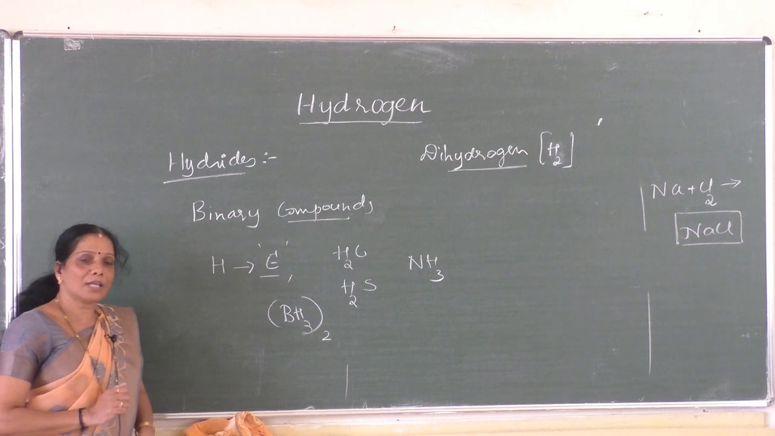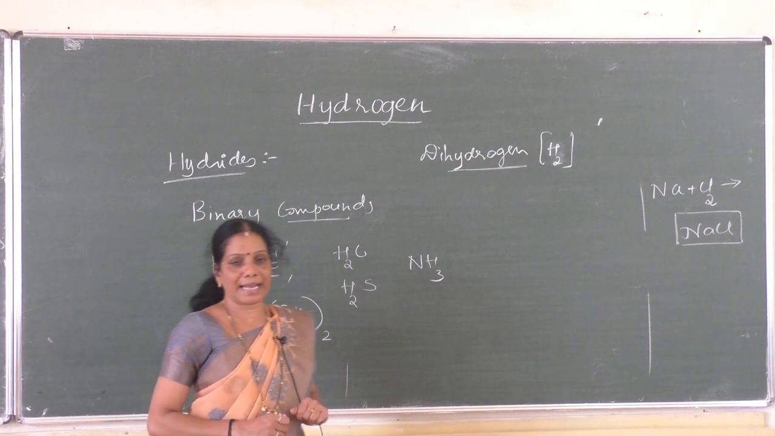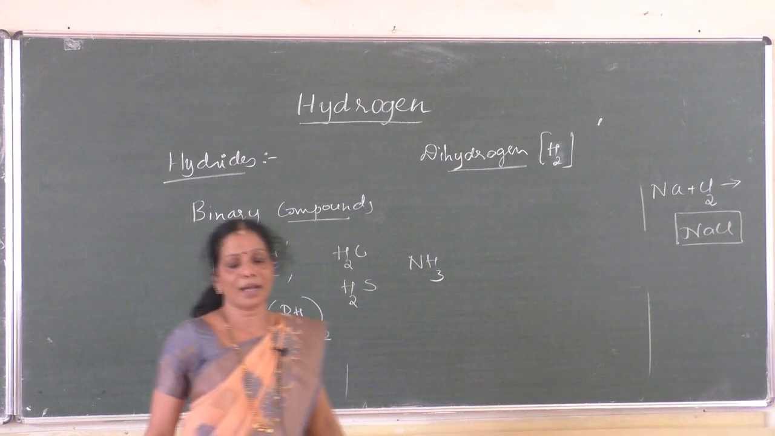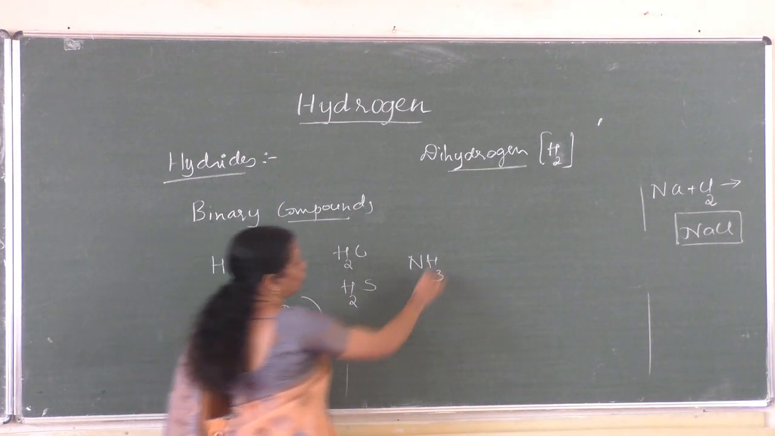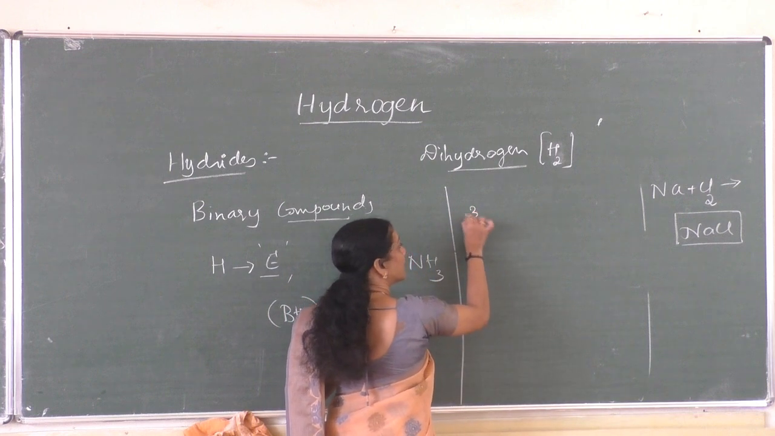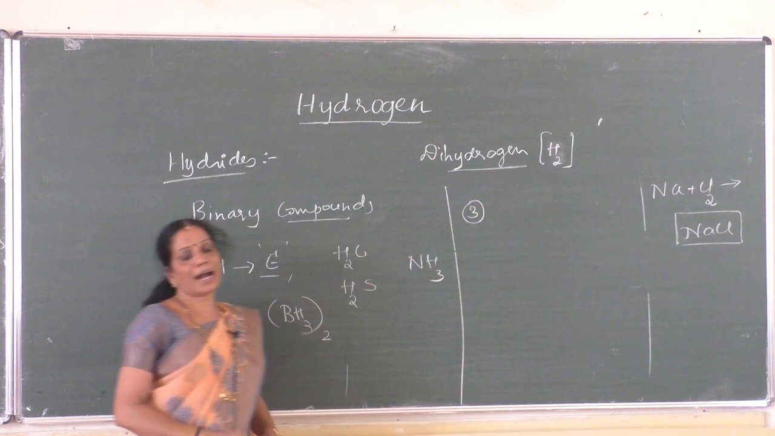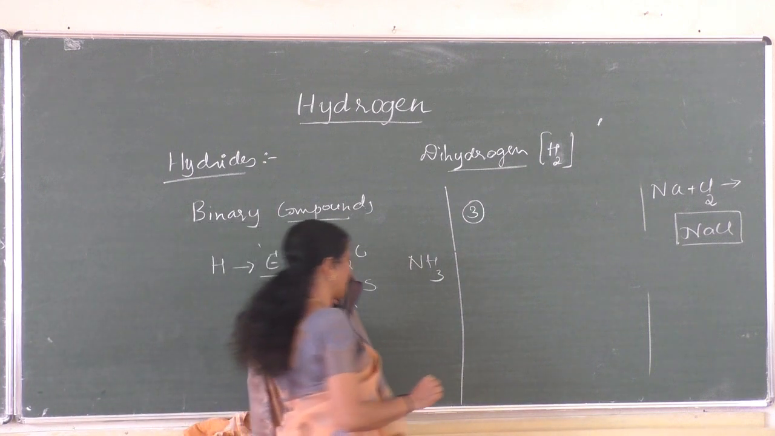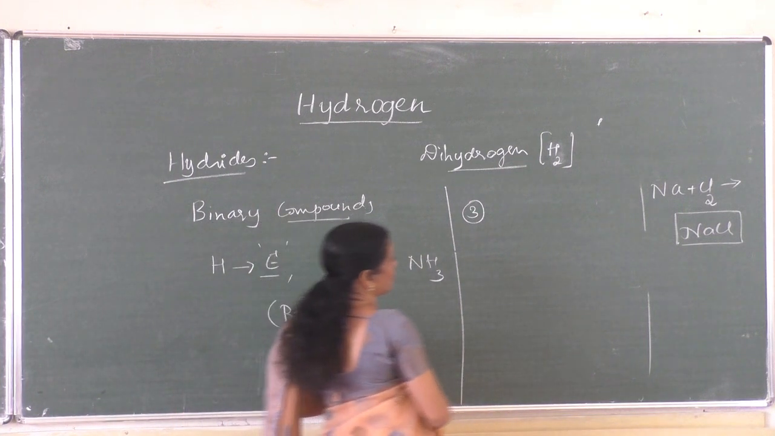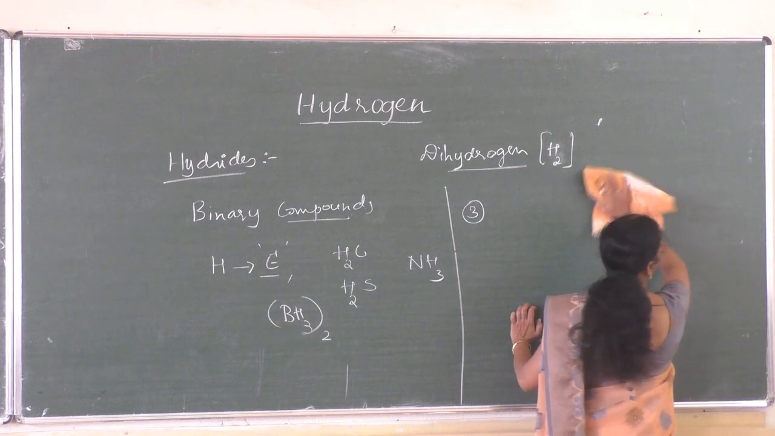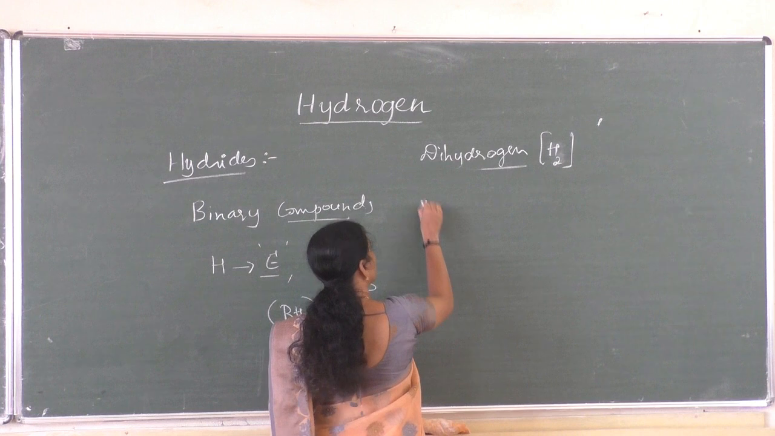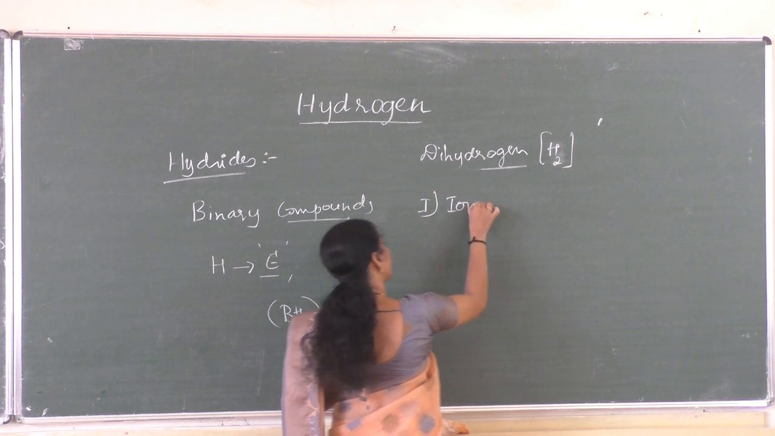Hydrides. Listen now students, depending on the nature of the hydride, hydrides are classified into three different types. Now, which are those three different types of hydrides? The first type of hydride is called Ionic Hydrides.